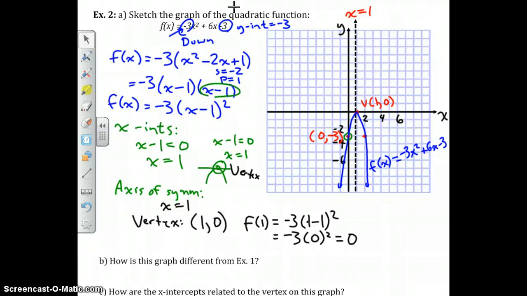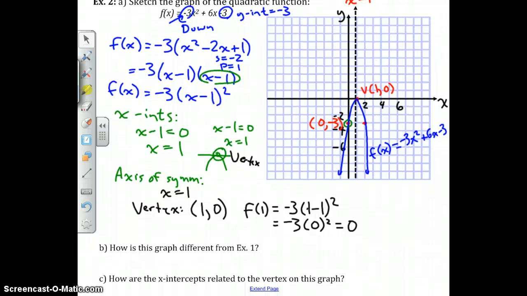Let's look at what these other questions ask. How is the graph different from that in example 1? If you look at example 1, remember in that one we had x-intercepts of negative 6 and negative 1. In this case we just have the one x-intercept. That would be my main difference. Another thing that would be different is that this one opens down. Those would be the main things.